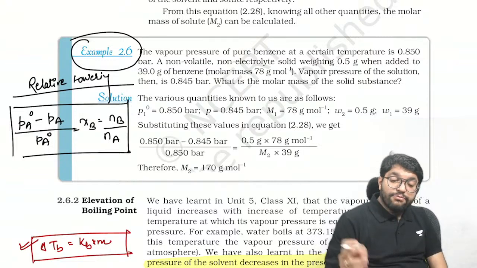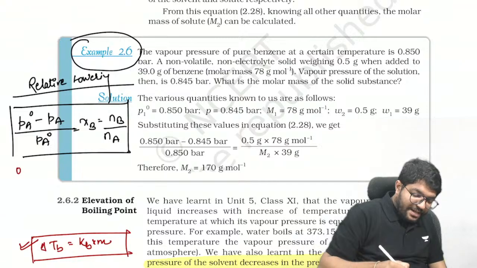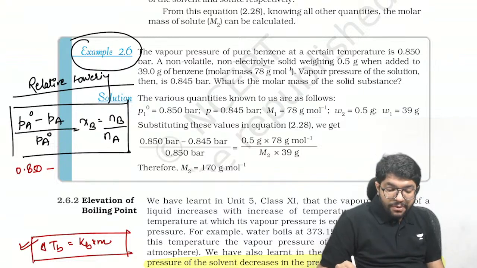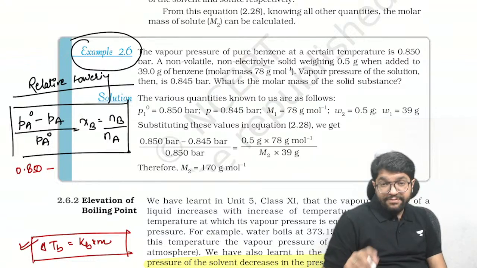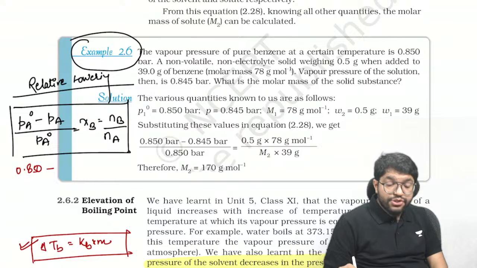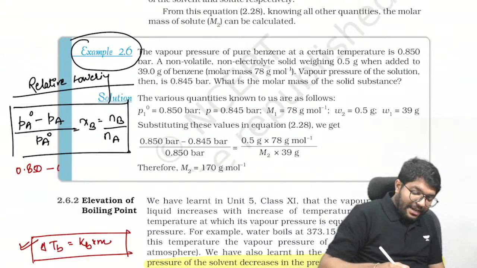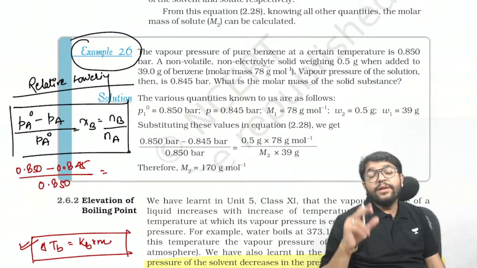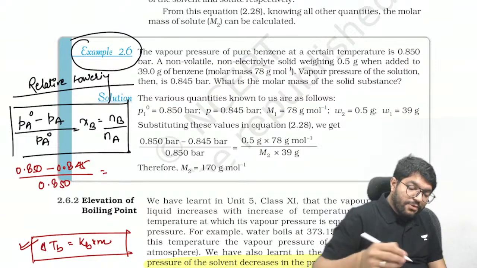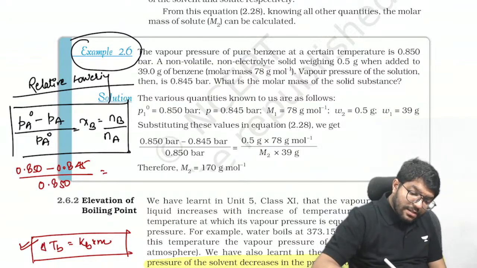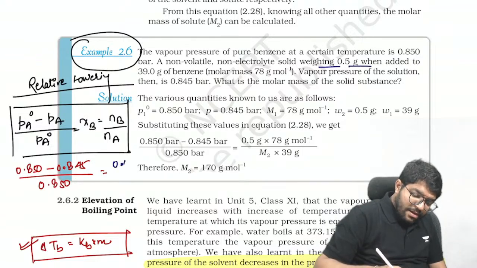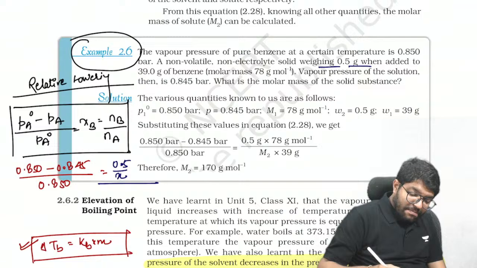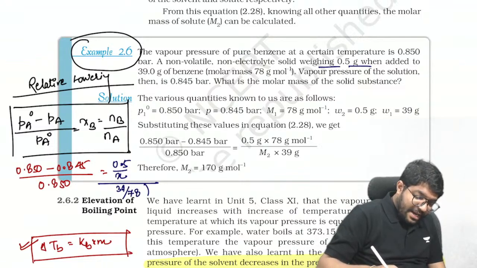The vapor pressure of the pure benzene is 0.85. A non-volatile, non-electrolyte solid weighing 0.5 grams is added to 39 gram of benzene. The vapor pressure of the solution then decreased to 0.845. So 0.845 divided by 0.850 is equal to the mole fraction of the non-volatile component. What is the mole fraction? My moles of the solid are 0.5 gram upon x, and the moles of benzene are 39 upon 78, right? N2 upon N1.